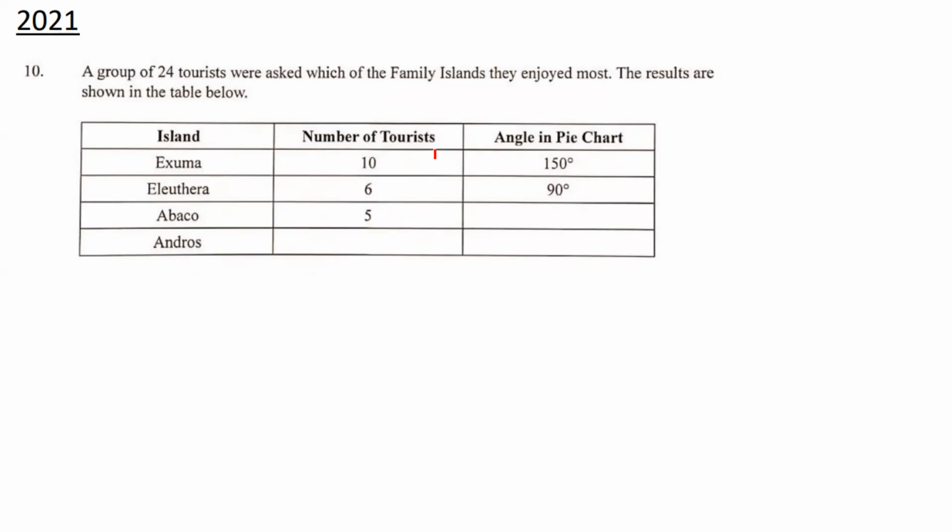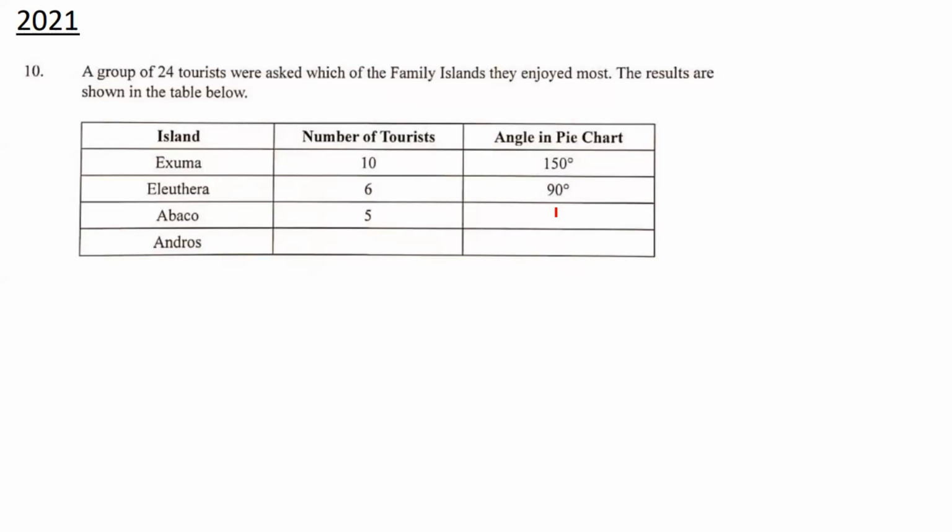The angle that is associated with Exuma is going to be 150 degrees. The angle that is associated with Eleuthera is going to be 90 degrees. The angles associated with Abaco and Andros, we do not know what those angles are. So what we need to do is complete this chart.